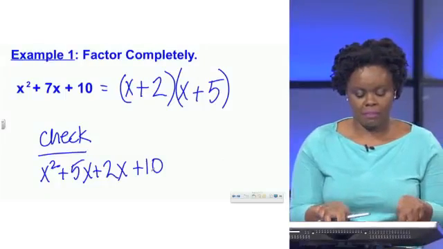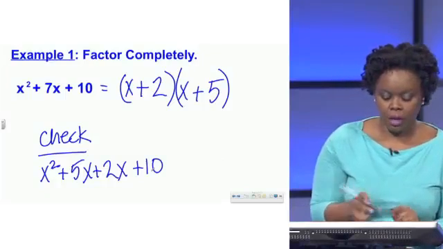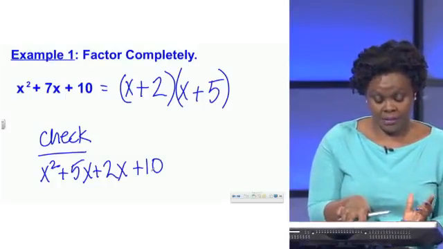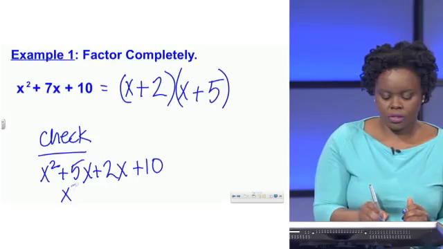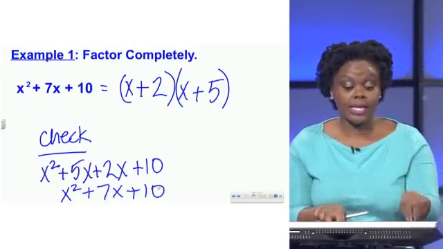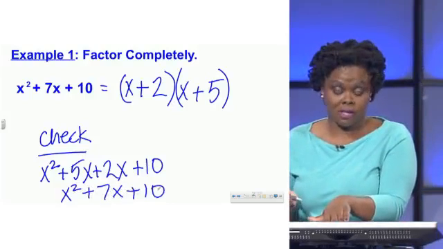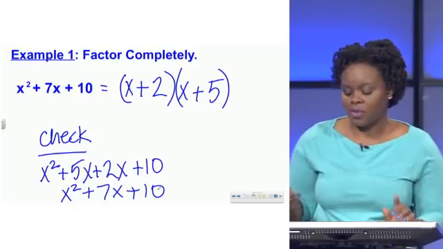Then you're at the point where you combine like terms. You have like terms in the middle there. 5x plus 2x would give you 7x. So x squared plus 7x plus 10. And that is the problem that we started with. So that means we chose our factors correctly. Okay? Let's try another one.